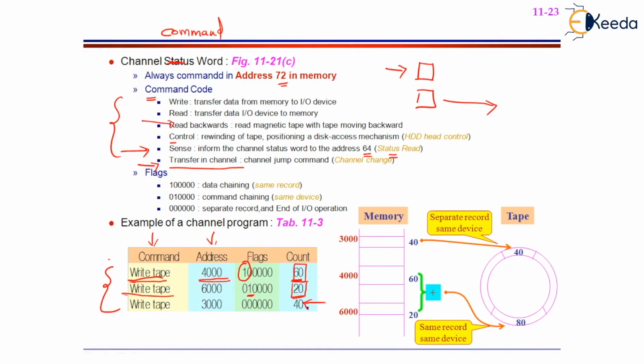So the flags will tell you exactly how to link the current data transfer to the next data transfer. It is going to chain. This is how an IBM 370 channel is going to function and work.